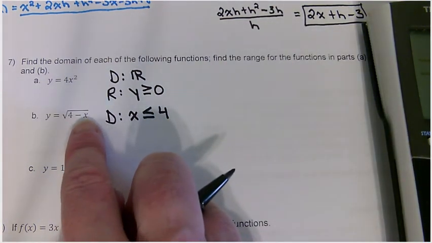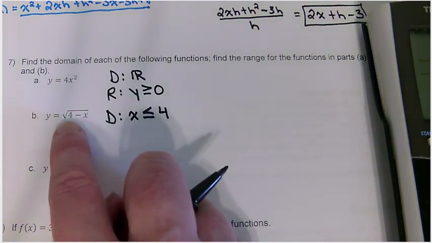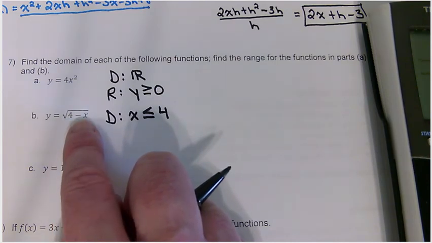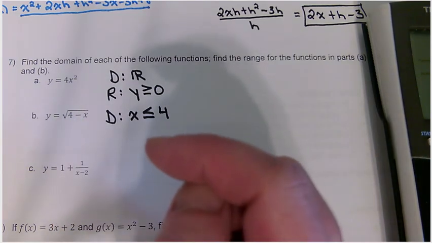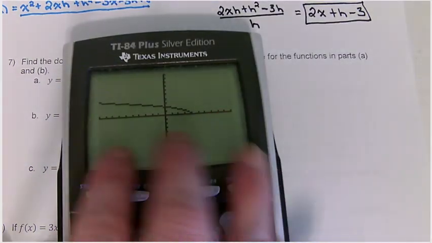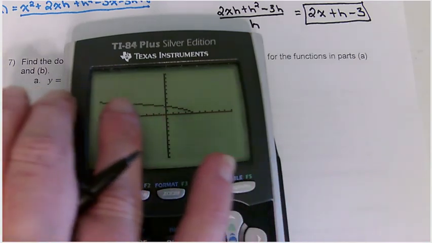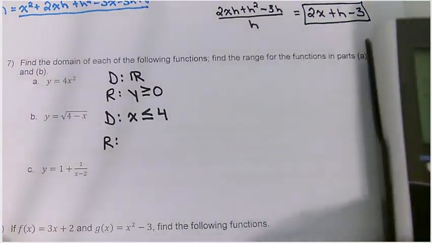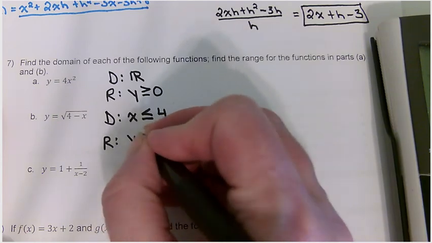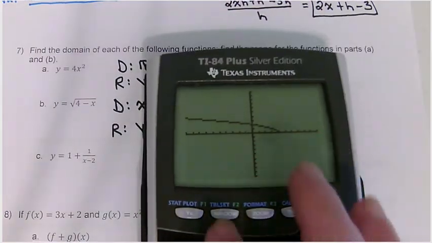And that's because this radicand has to be positive. So I have to be able to plug in numbers that are smaller than 4 to make it positive. Now let's think about the range. Let's look back at the graph. Do we have anything down here? And do you think this keeps going up, up, up, up, up? I think so too. All right, the next one.